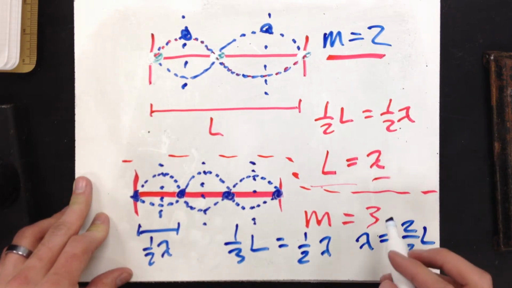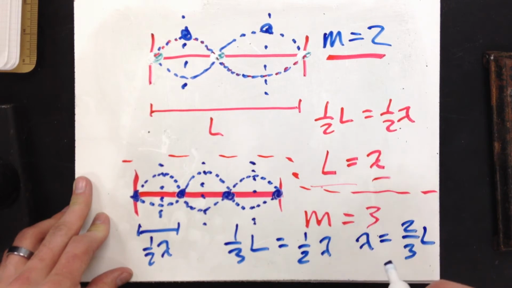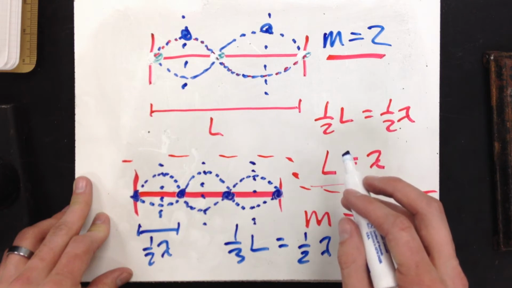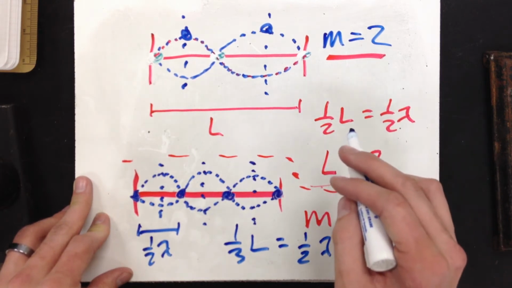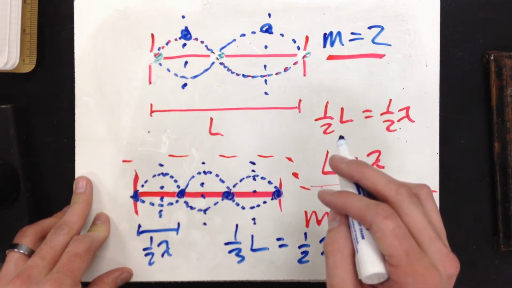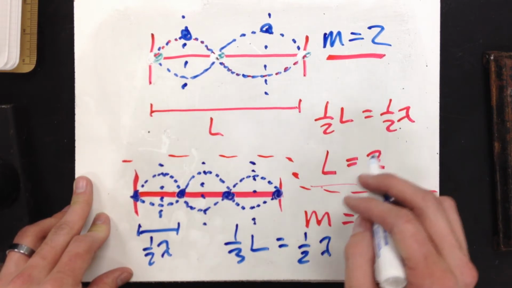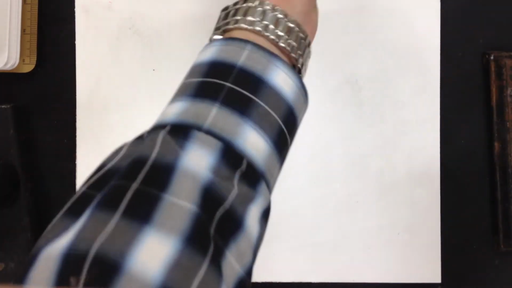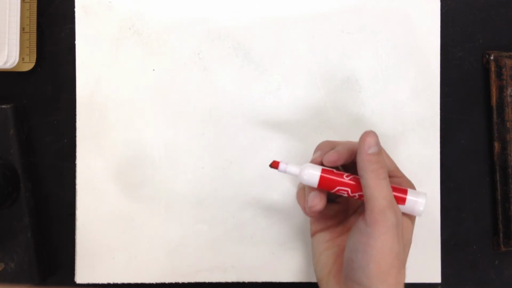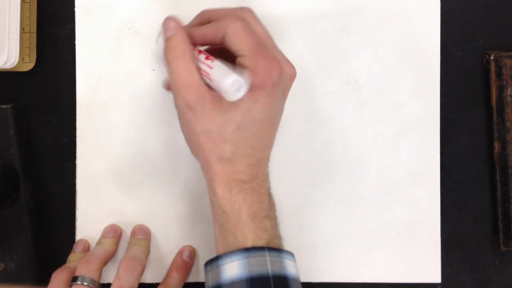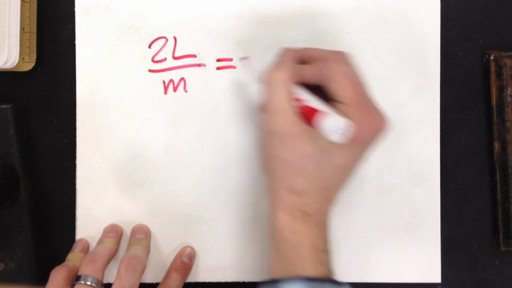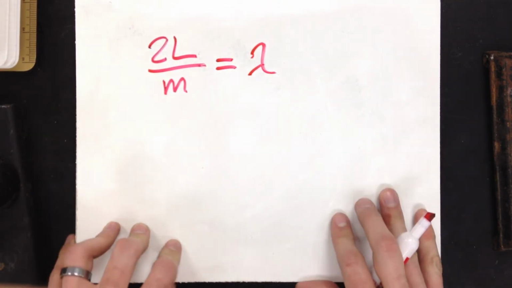If you notice, I've got 2L over 3, or my M value. Here, I've got L over 2, which simplifies down to just L. My generic equation for wavelength when it comes to the length of the string is going to be 2L over M, where M is my mode number, which will be equal to the wavelength.